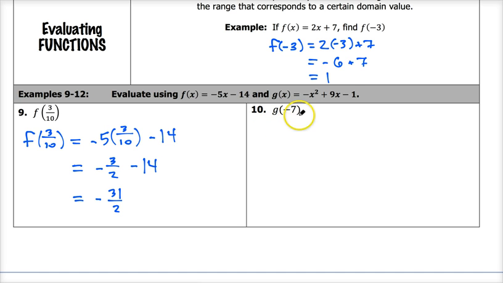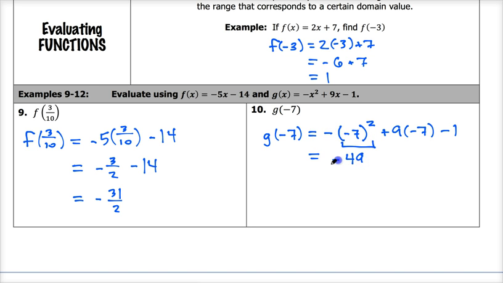Number 10, g of negative 7. I need to take my g of x function and substitute in negative 7. So we have a negative sign in front of the x squared. Then we'll plug in our negative 7 for x, squaring it, plus 9 times negative 7 minus 1. Negative 7 squared is positive 49, but the negative in front of the x squared changes this back to a negative. So we have negative 49 minus 63 minus 1. And we get an answer of negative 113.